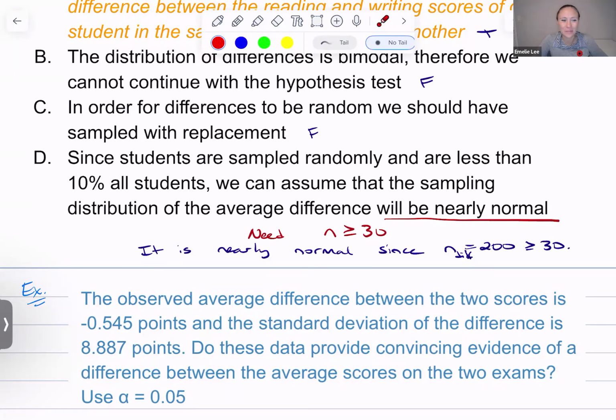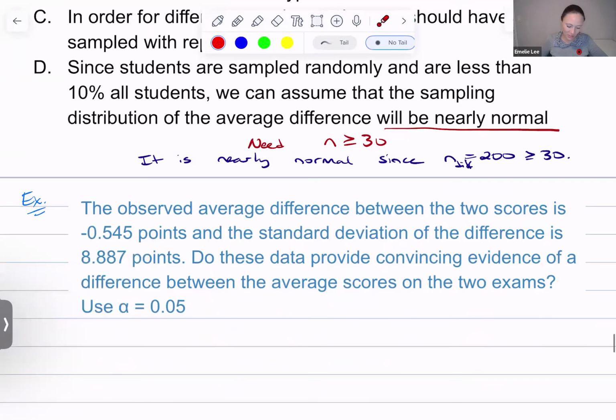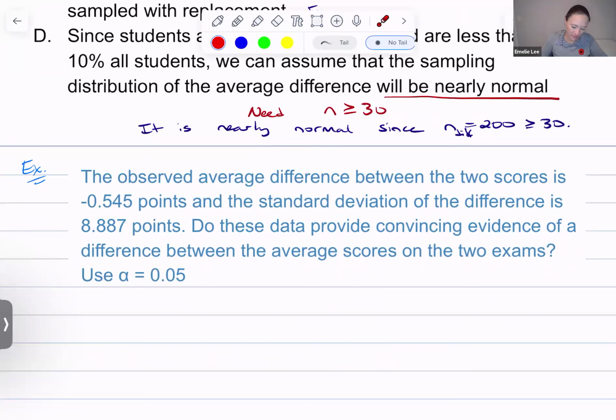Let's see an example. What does this usually read like? The observed average difference between the two scores, and we're talking about the same example, is negative 0.545 points, and the standard deviation of the difference is 8.887 points. Do these data provide convincing evidence of a difference between the average scores on the two exams? Use an alpha level of 0.05.